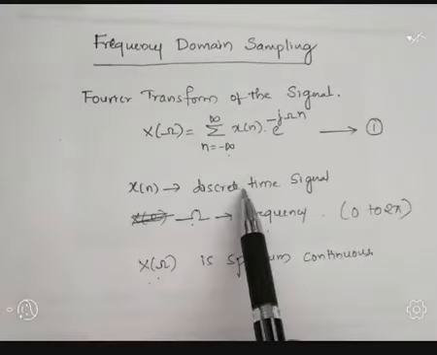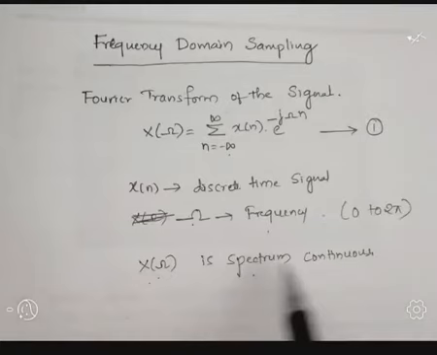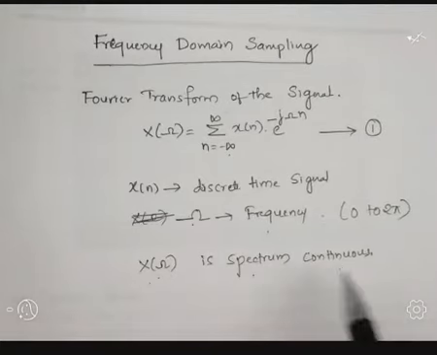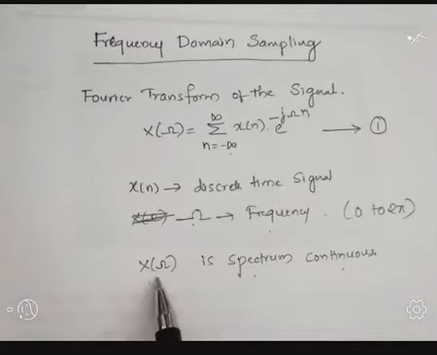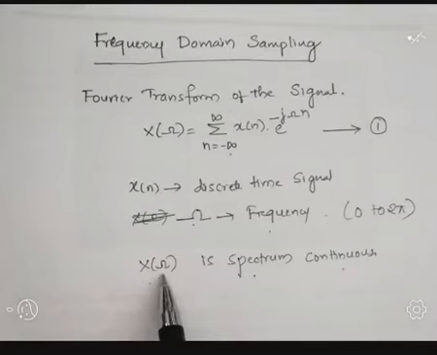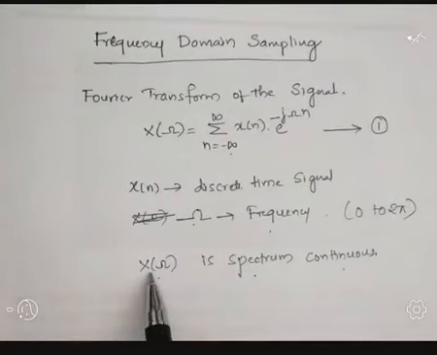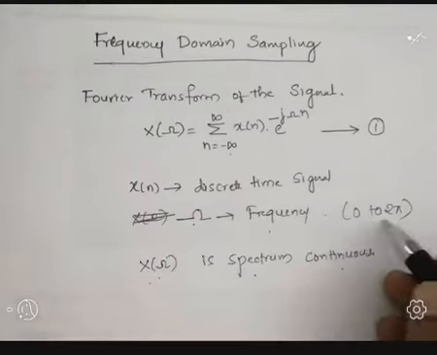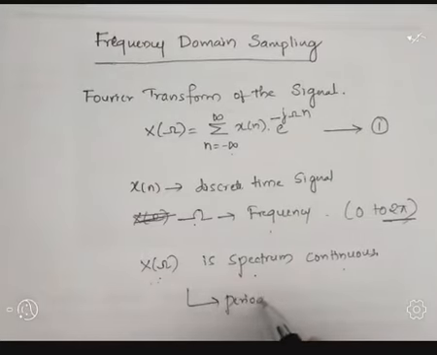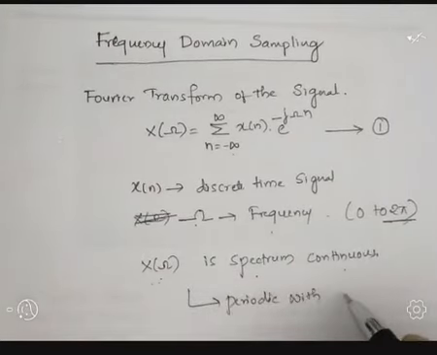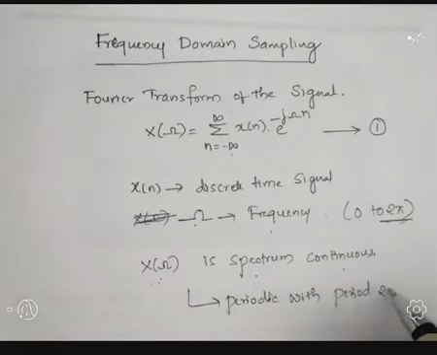Here in this case, x of n is a discrete time signal, but we are getting its spectrum in continuous form. A digital processor evaluates only discrete time signals. So in order to overcome this problem, the spectrum x of omega is sampled uniformly. X of omega is periodic with period 2 pi.